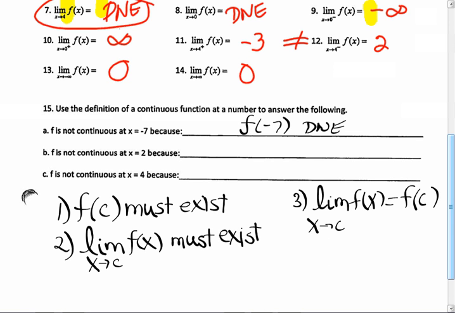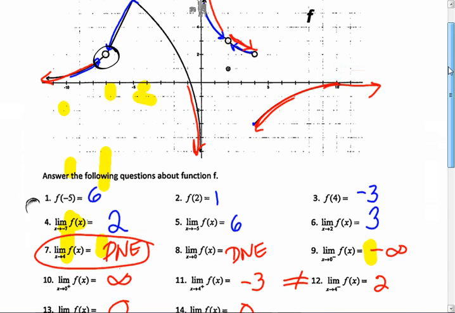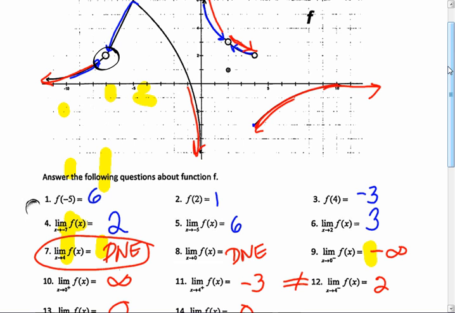The limit does exist, but the limit's not equal to the function. But all you need to do is have one of these not work, and that's all it takes. So f is not continuous at x equals 2. Does the function exist at 2? Yeah. What's the problem with this one? The limit from the left is not equal to the limit from the right. Oh, I'm looking at the wrong one. That's 4. We'll get to that one.